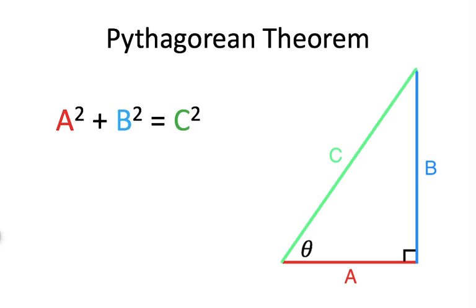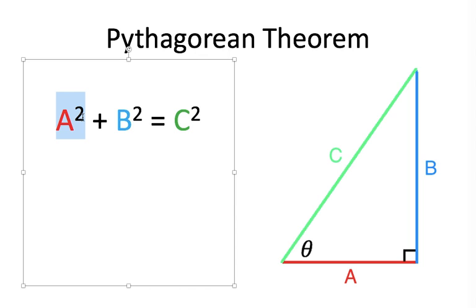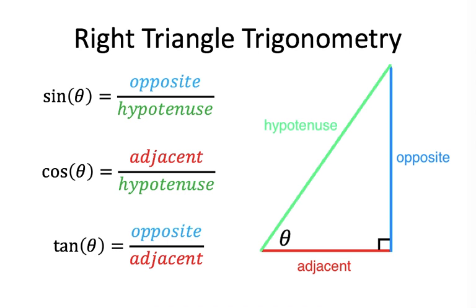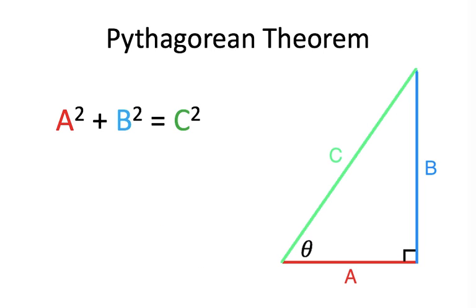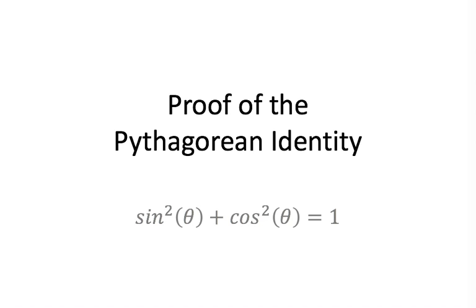In another quick review, Pythagorean theorem: if you have a right triangle, the length of the A side squared plus the length of the B side squared is equal to the length of the hypotenuse squared. So length of one side squared plus length of the other side squared is equal to length of the hypotenuse squared. Okay, so let's use these two ideas, the right triangle trigonometry and the Pythagorean theorem, to prove our Pythagorean identity.